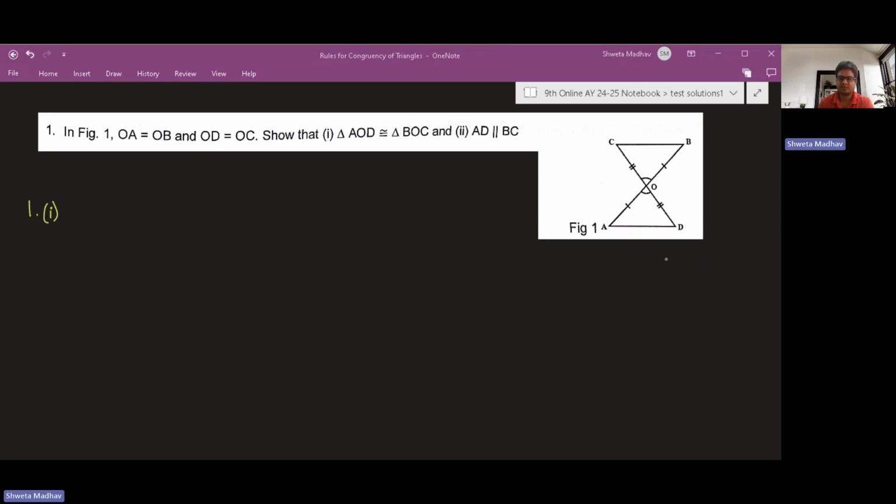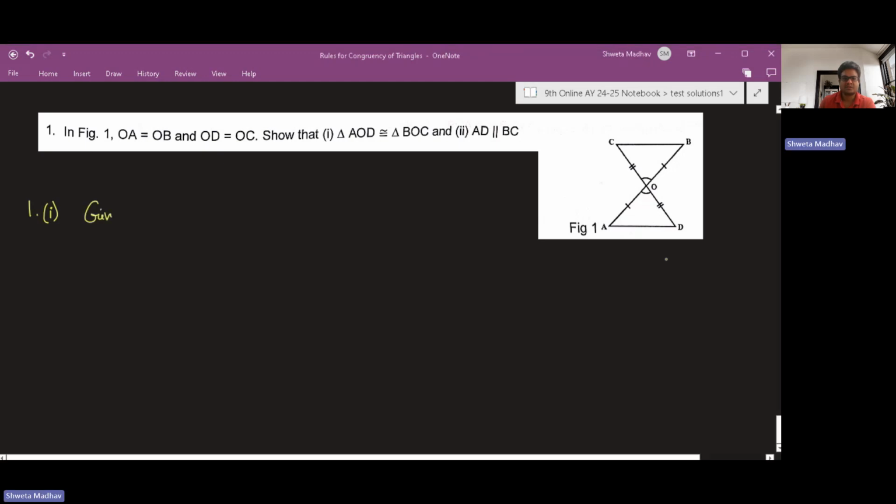So here we shall solve the exercises. Here it is told that in figure 1, OA equals OB and OD equals OC. Show that triangle AOD is congruent to triangle BOC and AD is parallel to BC.